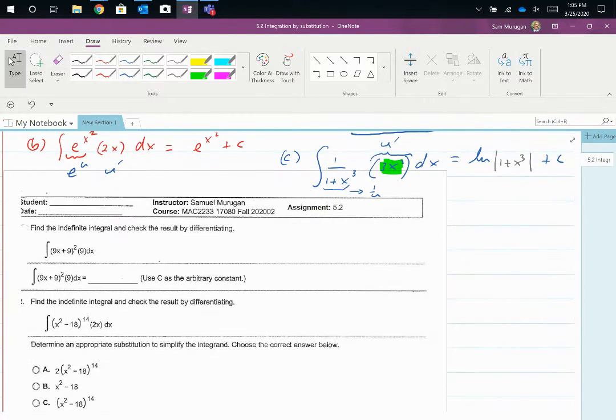So for some of these problems, all we need to do is check to see if the derivative is already there. I'm going to do some further examples in a second, but let me look at some of the first examples here and see what's happening. We may or may not need to manufacture something. So here, notice that u is equal to 9x plus 9.